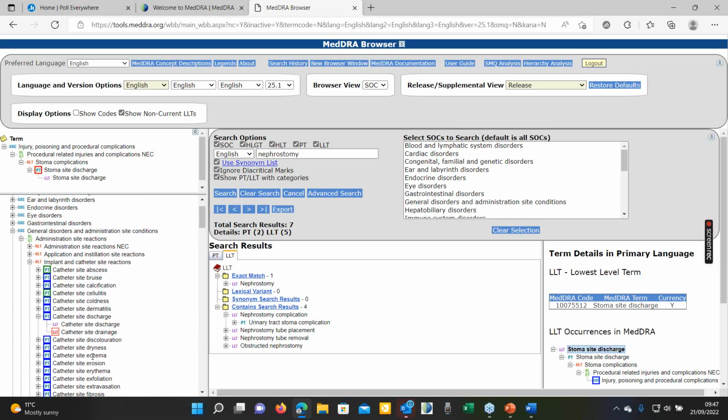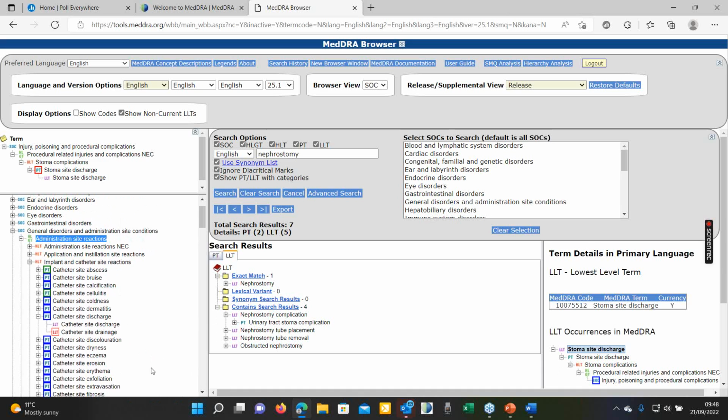Well, it does seem that our nephrostomy is a catheter. It definitely is. It's not a natural part of the body that's brought to the surface, but we always say to people, check the hierarchy. And when I look at this hierarchy, before seeing this, I could in my mind equally be happy with catheter site discharge or stoma site discharge. I think either of those could have been selected for the reported event. It is a stoma, but it also is a catheter to the surface.